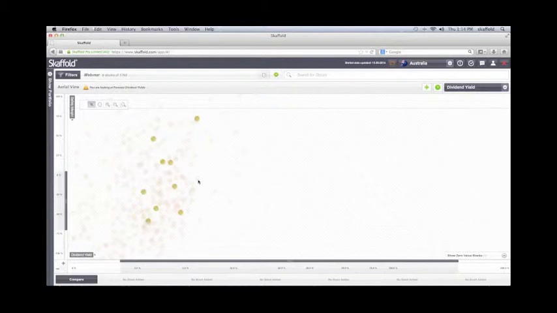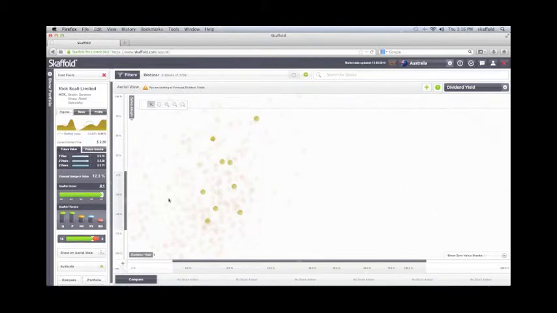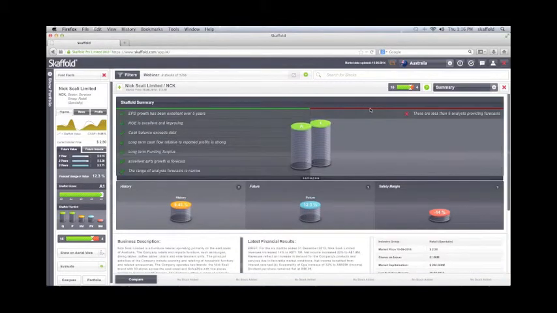So what I thought I'd do now is just focus in on one stock primarily, and I'm going to focus in on Nick Scali. Nick Scali, of course, is a furniture retailer. So what I thought I'd do initially is just bring you to this summary screen, which gives you a bit of background information about the business.